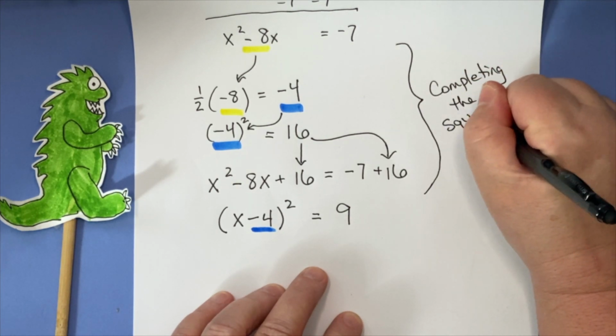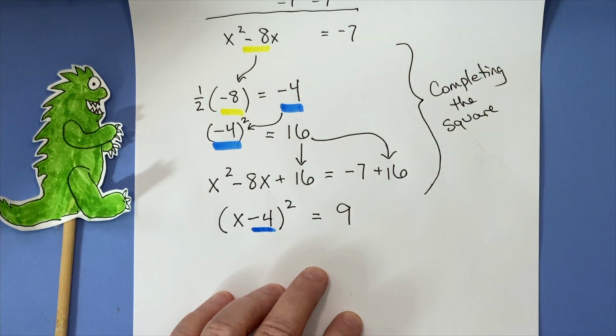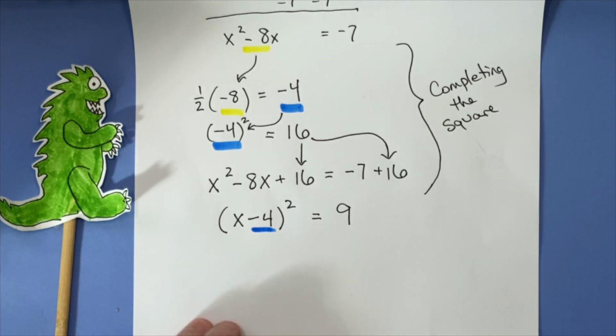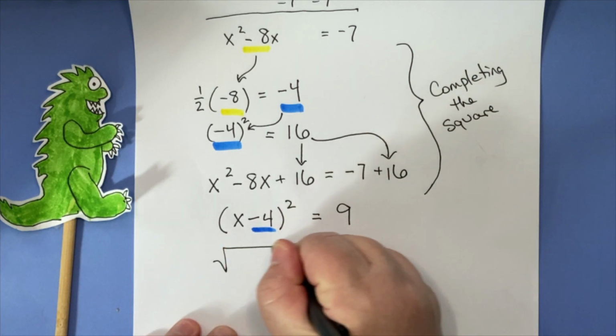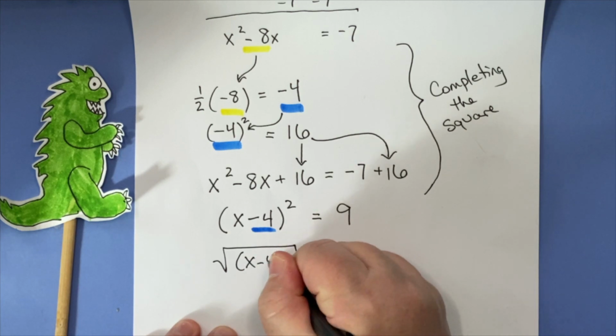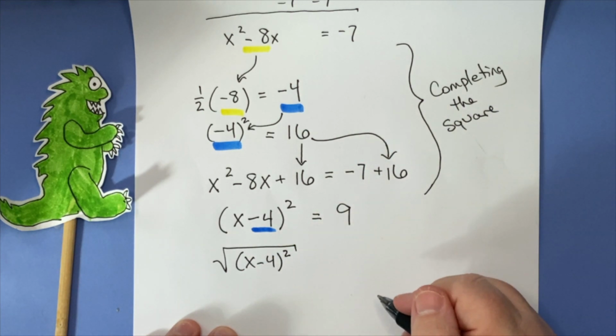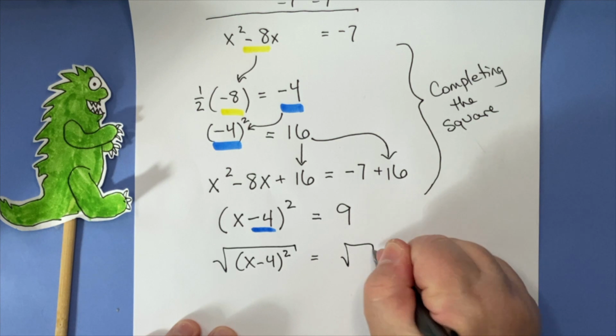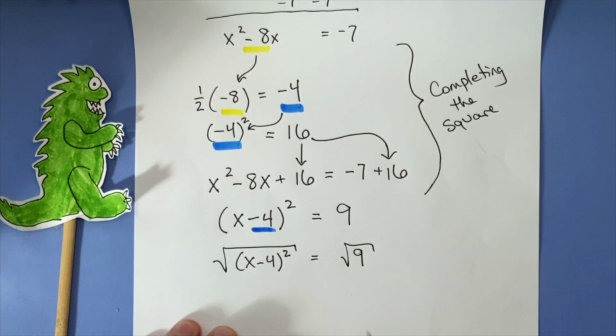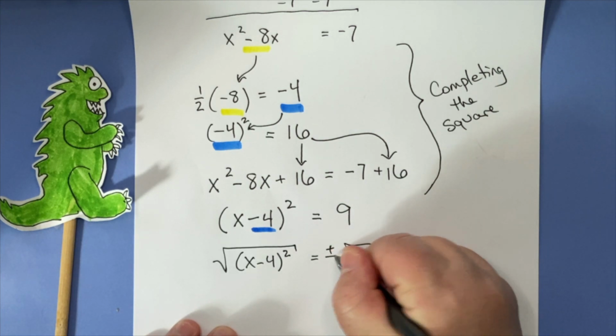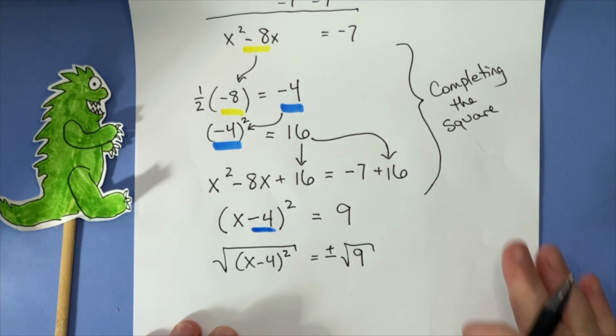Although sometimes people call the whole thing, everything we're going to do, completing the square. But officially, now what we're going to do is solve using square roots, or the square root method. That's the one where we take the square root of x minus 4, the quantity squared on the left, and the square root of 9. And we always remember, we don't want to leave out any possible answers, so we've got plus or minus 9 there.